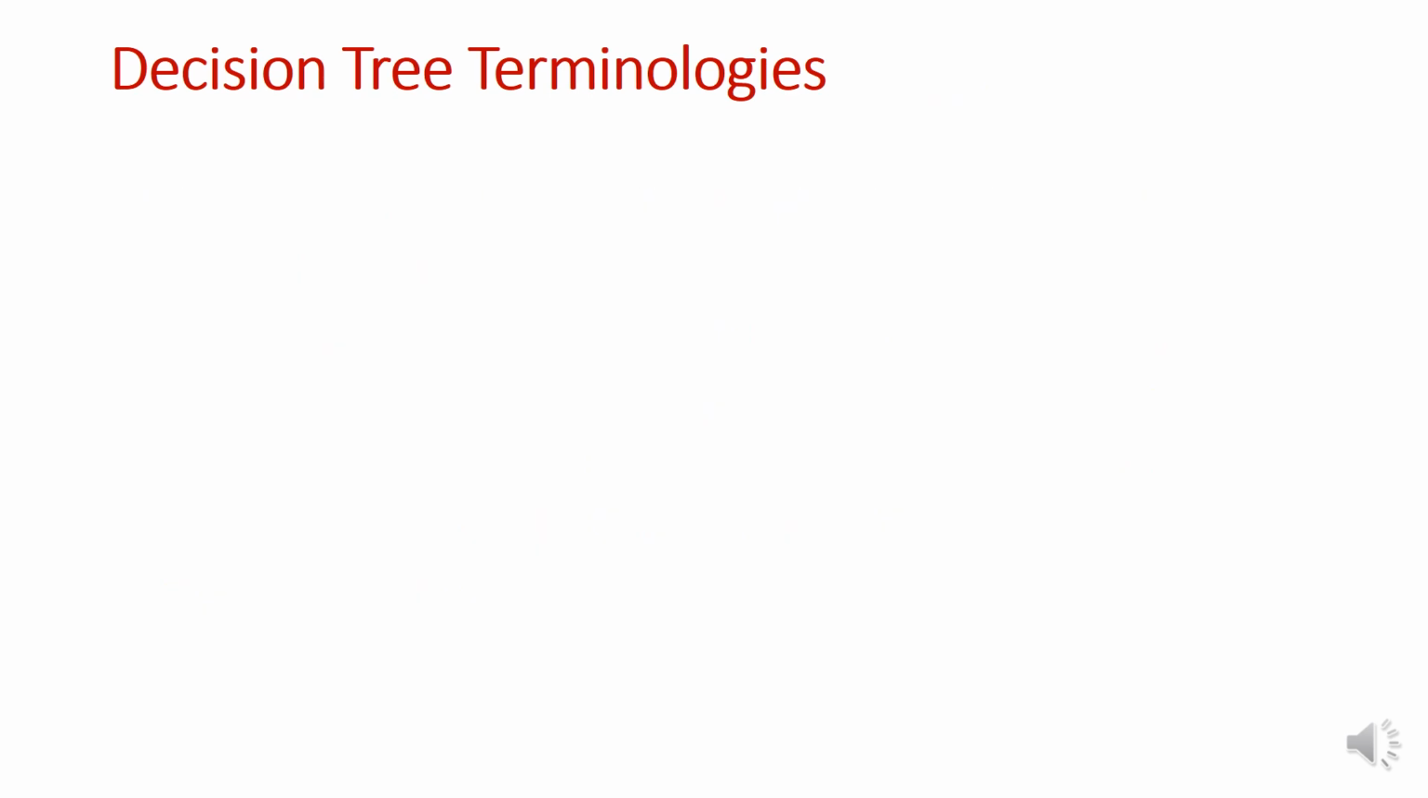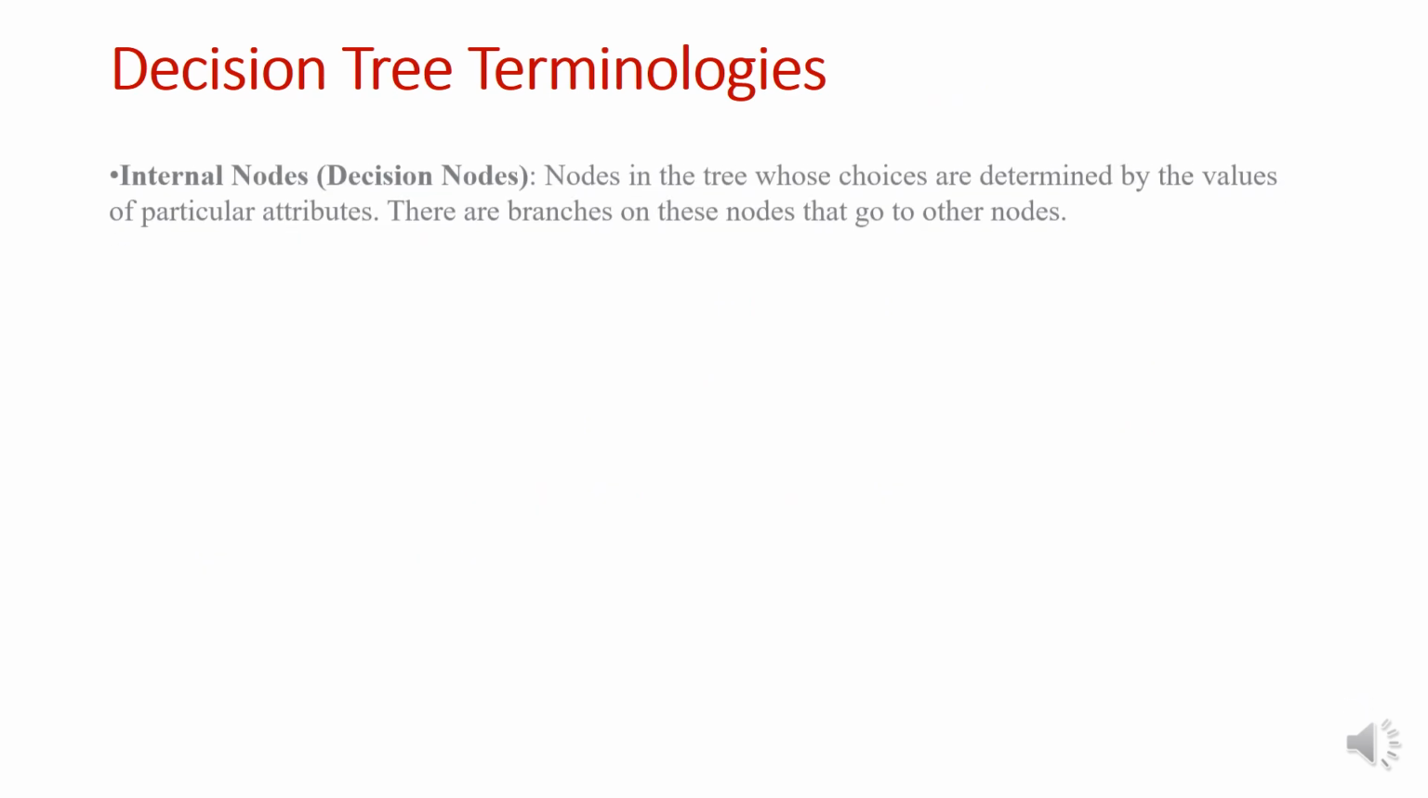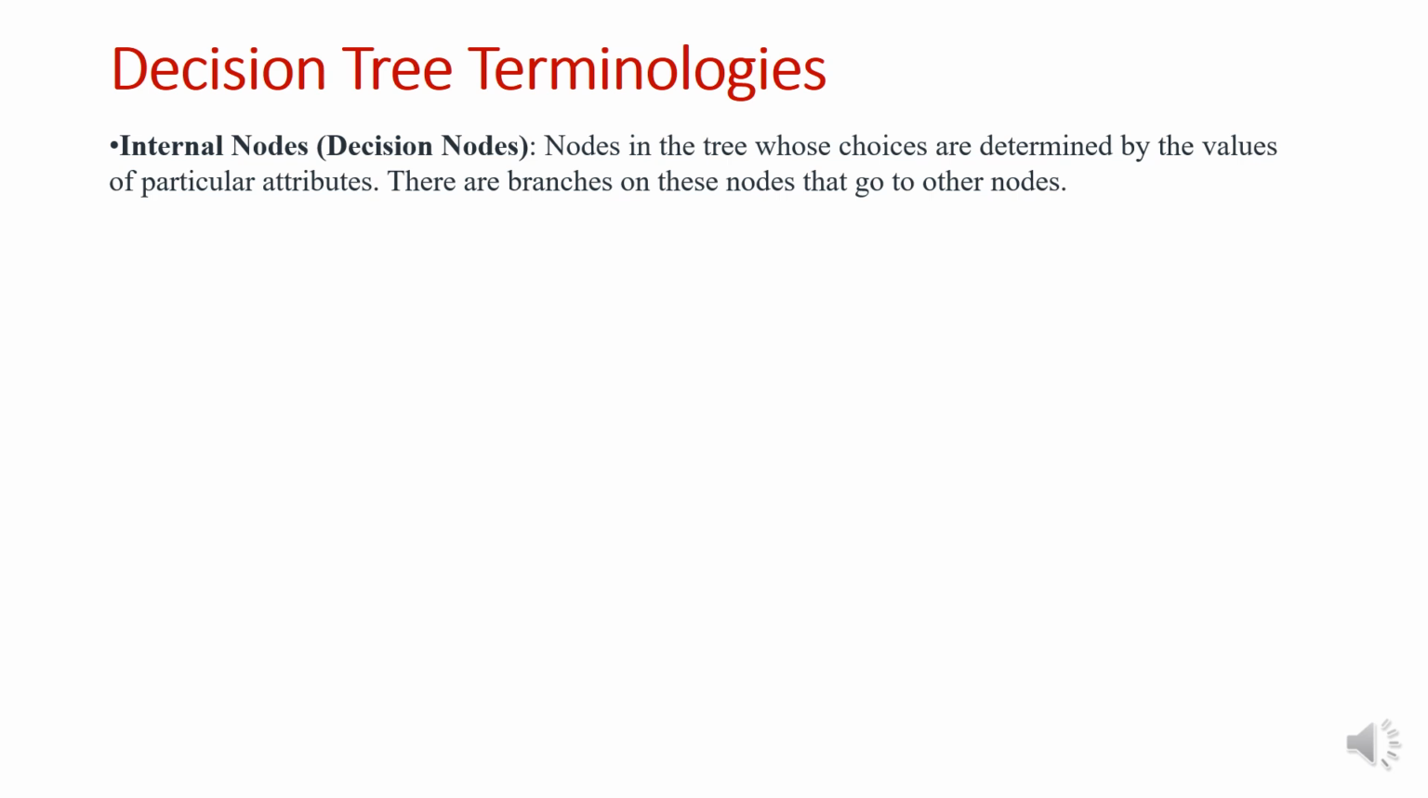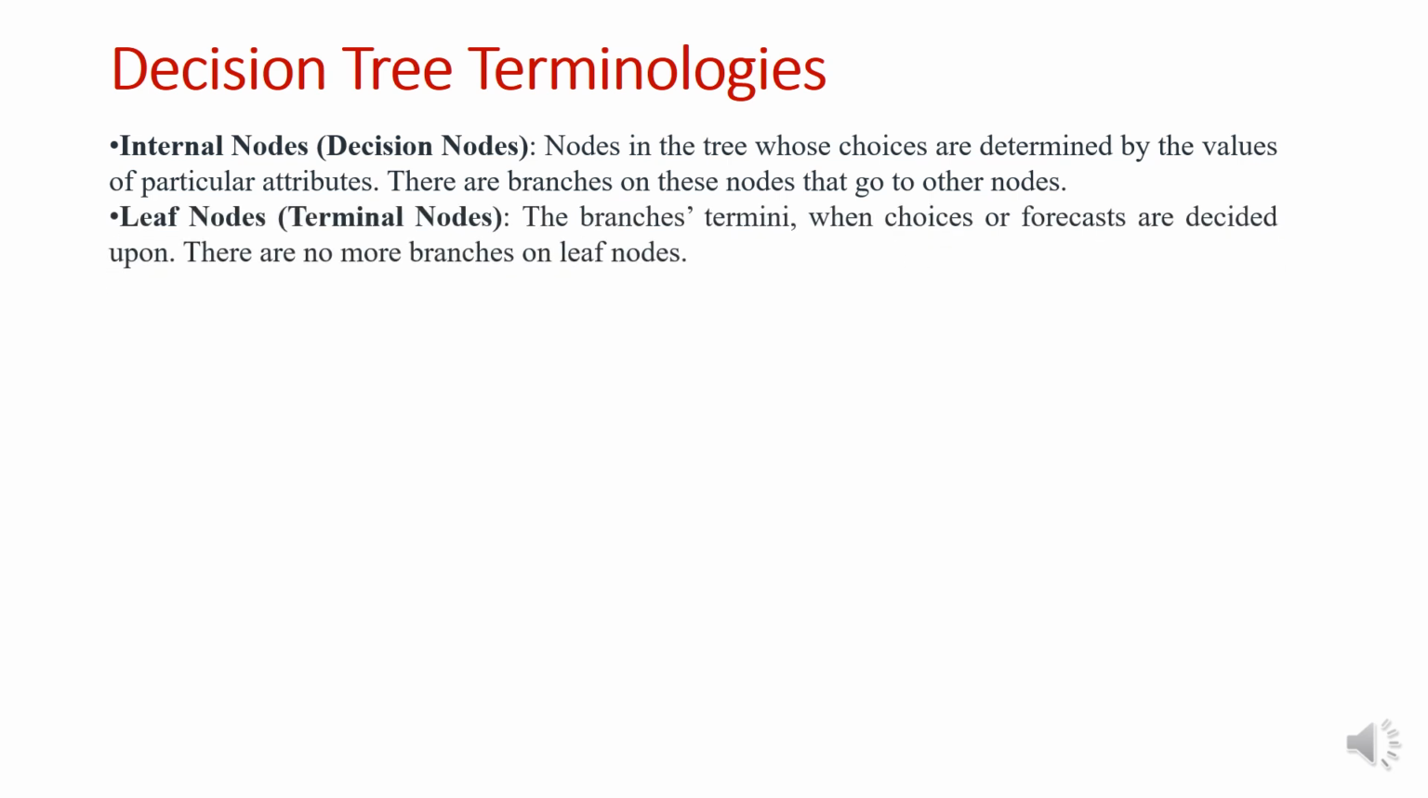Coming to the decision tree terminologies, we have internal nodes, that is decision nodes: nodes in the tree where choices are determined by the values of particular attributes. These have branches that go to the other nodes. And we have leaf nodes, which are called terminal nodes while constructing the decision tree. At the leaf nodes, choices or forecasts are decided upon, and there are no more branches. So these leaf nodes are nothing but the terminal nodes.